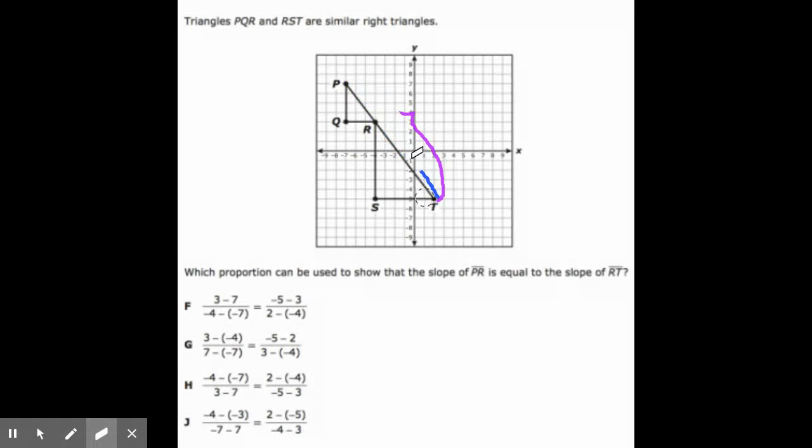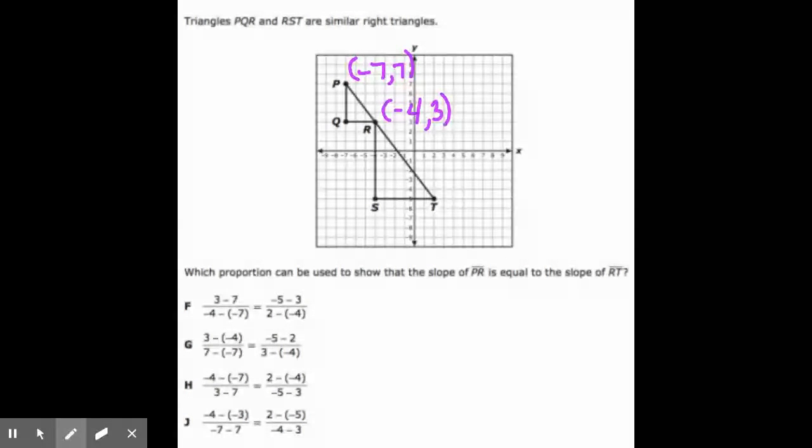All right, so the first thing I'm going to do, we're going to start with line PR. It says which proportion can be used to show that the slope of PR, line PR, that little line above it is the symbol we use for line, is equal to the slope of RT. All right, so I'm going to start off by labeling point P. So point P is located at -7. It's the X value. The Y value would be 7. And then point R is going to be -4, and 3 would be the Y.